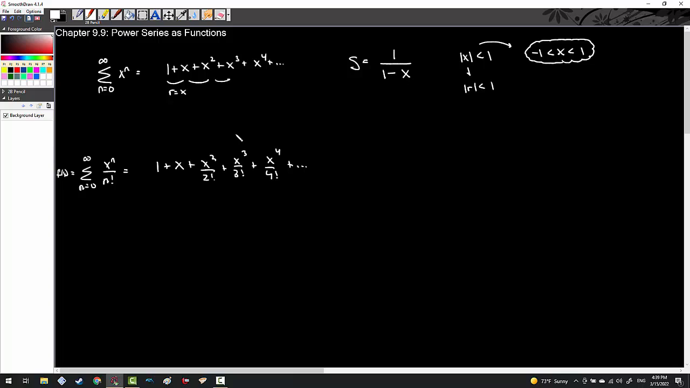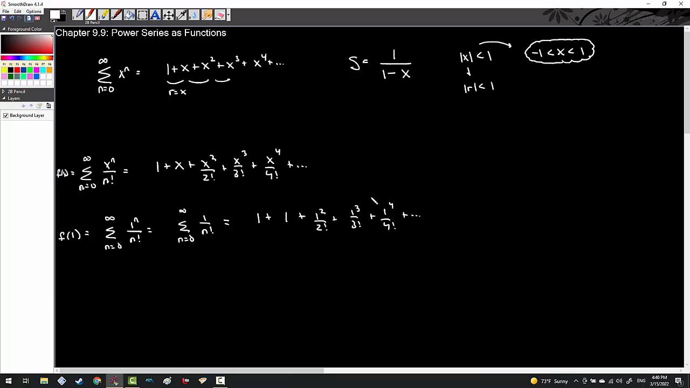Now, if you remember what this was from the last video, totally fine. But what I'm going to do now is plug in a 1 for x. That effectively makes this the sum from n equals 0 to infinity of 1 to the n over n factorial, or in other words, the sum from n equals 0 to infinity of 1 over n factorial. If I expand this out, we're just replacing the x with 1. That would be 1 plus 1 squared over 2 factorial plus 1 cubed over 3 factorial plus 1 to the fourth over 4 factorial plus dot dot dot.